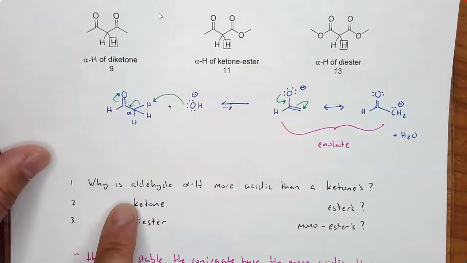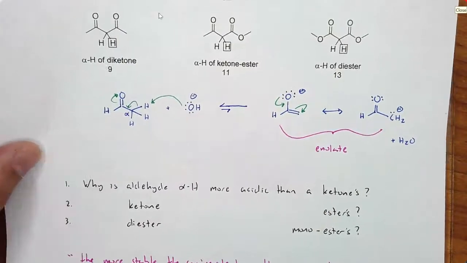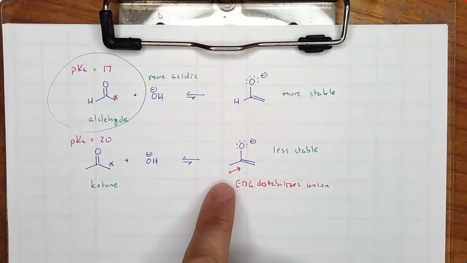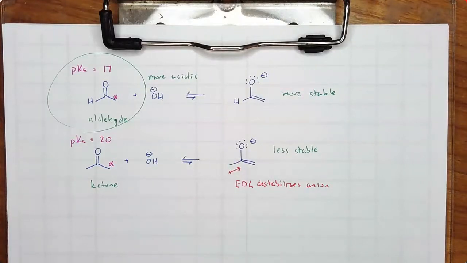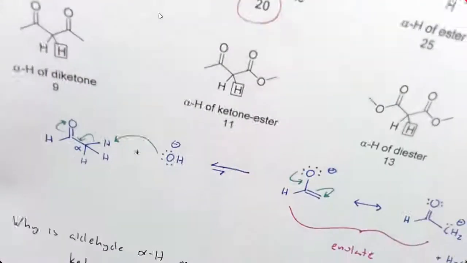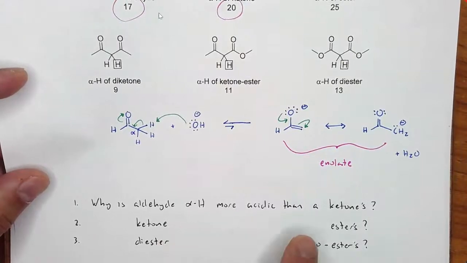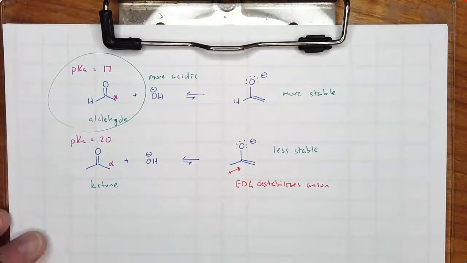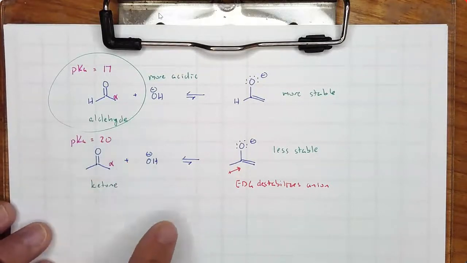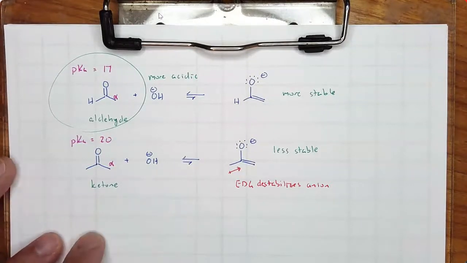Number 1, why is an aldehyde alpha proton more acidic than a ketone's? It's because, again, the alkyl group is electron donating, which destabilizes the anion charge. The second question is, why is a ketone's alpha hydrogen more acidic than an ester's? Let me draw, or you could pause the video. Why don't you draw the acid-base reactions now, comparing the ketone? We have it right here already. Let me compare it to the ester.